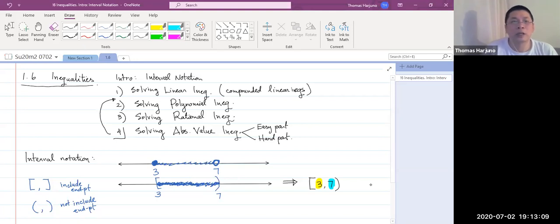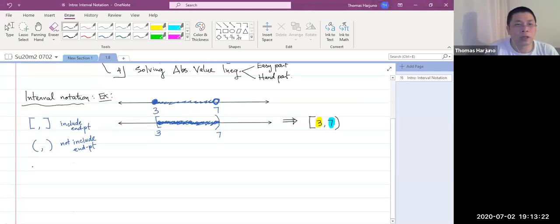So let's see another example. Suppose I want to express the interval from, let's say, -2, including -2, all the way to infinity.